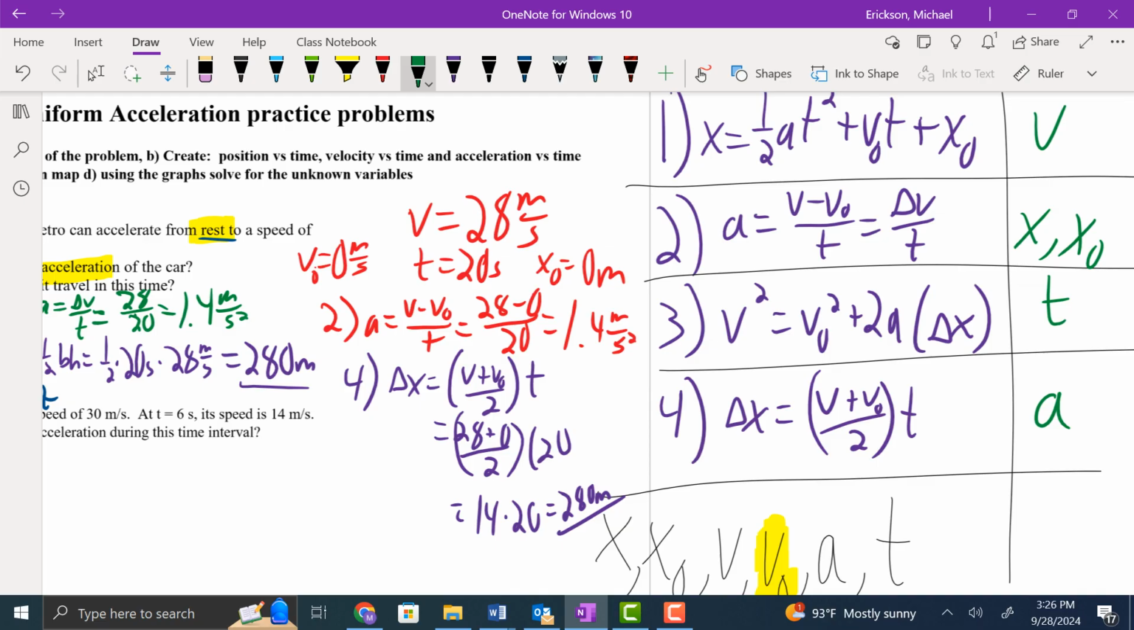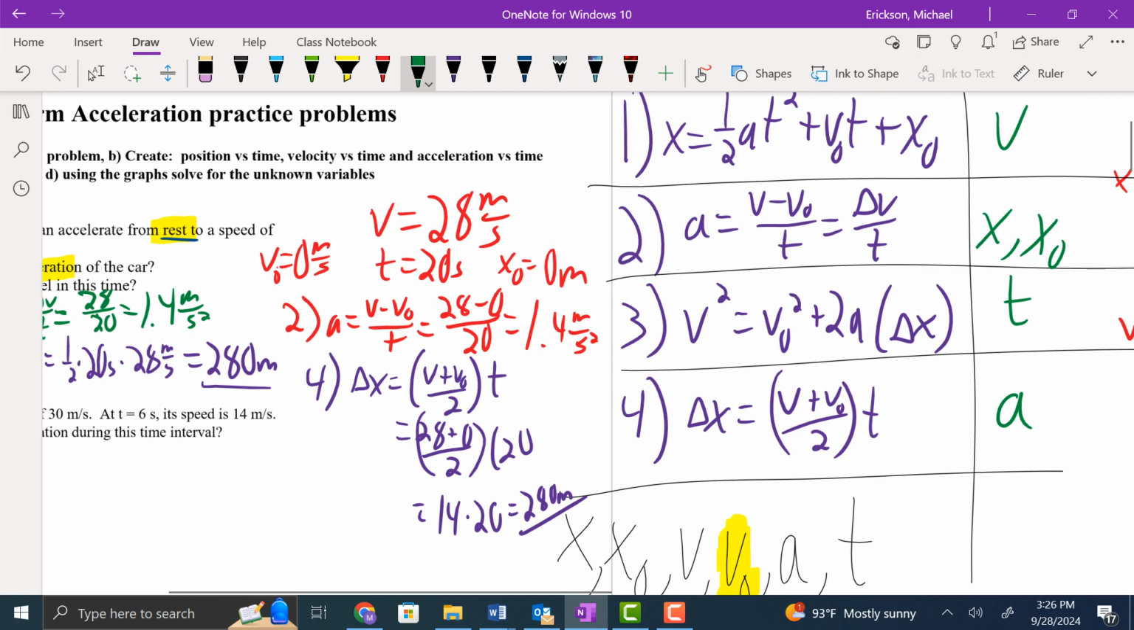I pick equation 3. I'm going to walk us through. V squared is 28 squared. I know that from the problem. V naught squared, 0 squared. I know that from the problem. 2a. Now, I know a is 1.4, but I didn't know that at first. I had to solve for that variable, and then I have delta x. If you have 2 unknown variables, you can't use that equation yet. You have to solve at least one of those variables to solve the rest of the equation. So if I were to use 3, and you'd see a similar issue in 1, both of them you end up needing a to solve for anything involving position.